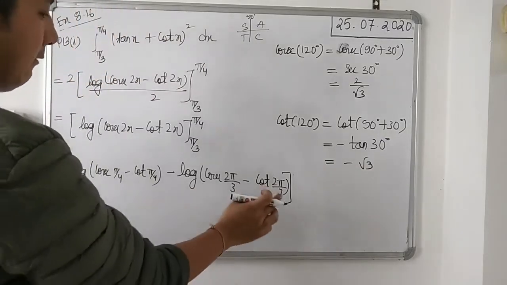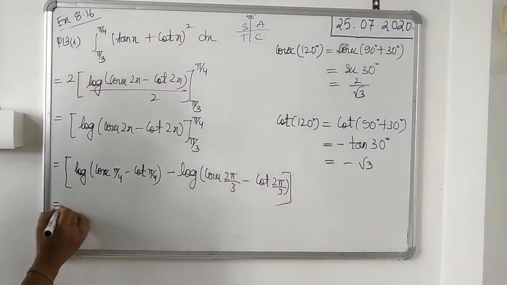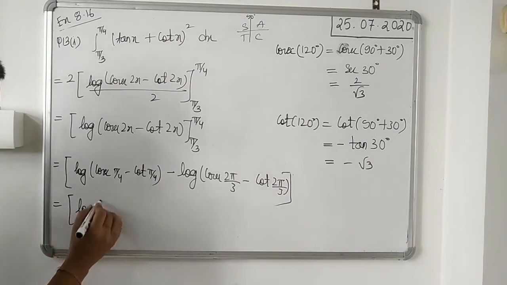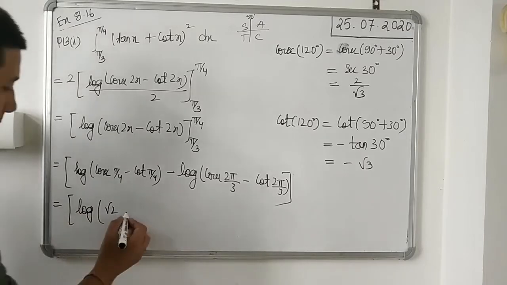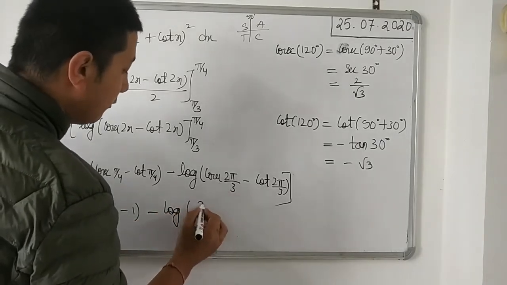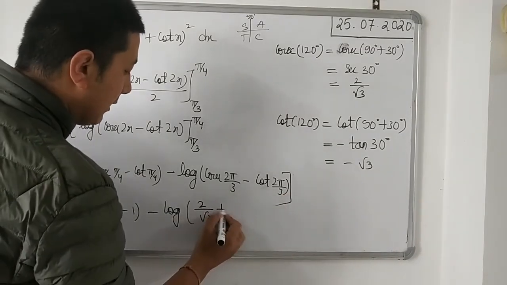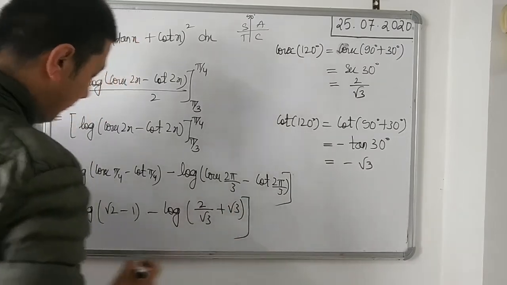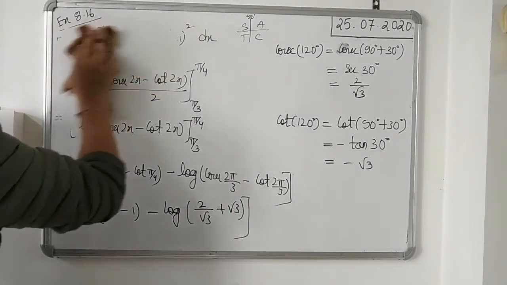So we've got this value and this value and this as well as this value. So let's put the values out here. So therefore this will be log cosec 45 is root 2 minus 1 minus log of cosec this is 2 by root over 3 and minus, and it's already minus, so minus and minus, this will be plus. So let's simplify it further.